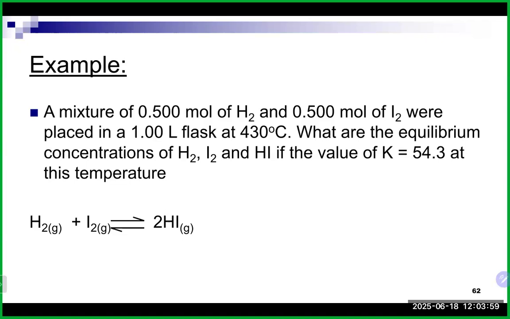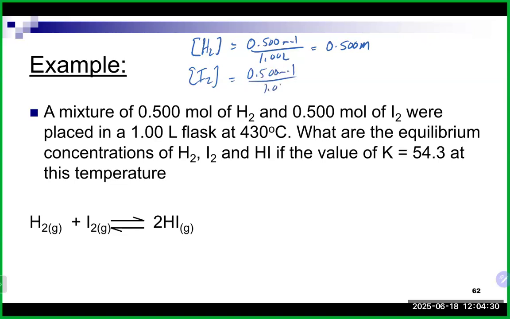So clearly, like I said before, an ice table is usually a good choice in this class. We have moles and we have liters, so we do want concentrations. We'll start there. The concentration of H2 is 0.5 moles divided by 1 liter, so 0.5 molar. We get the same concentration for I2: 0.5 moles divided by 1 liter, 0.5 molar.